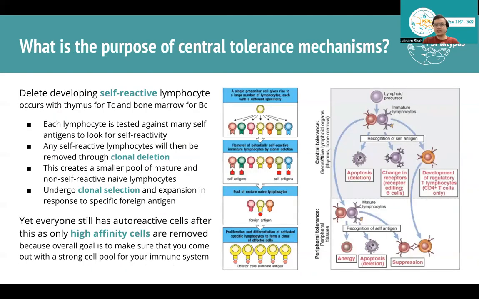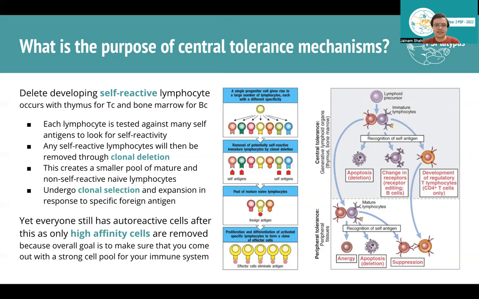So starting off strong with the central tolerance mechanisms, essentially it's a way to ensure that those self-reactive lymphocytes just get destroyed while they're being generated. And within the thymus, it happens for T cells. Within the bone marrow, it happens for B cells, essentially where they're produced. And the process is essentially 4 steps.